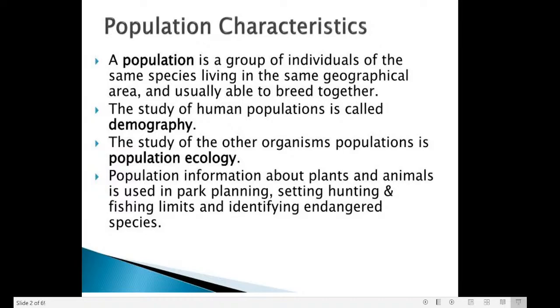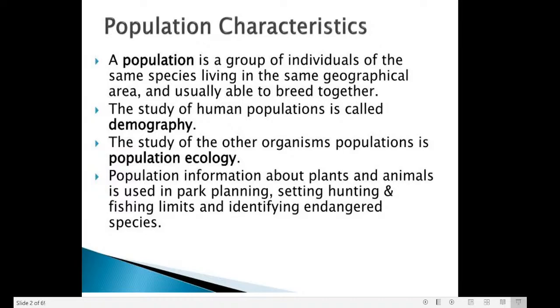In this population characterization, we can characterize plants, animals, and many organisms. For example, some parks are only for crocodiles, some parks are only for deer, and some parks are only for monkeys. One species lives in one geographical area, that is, a specific region.